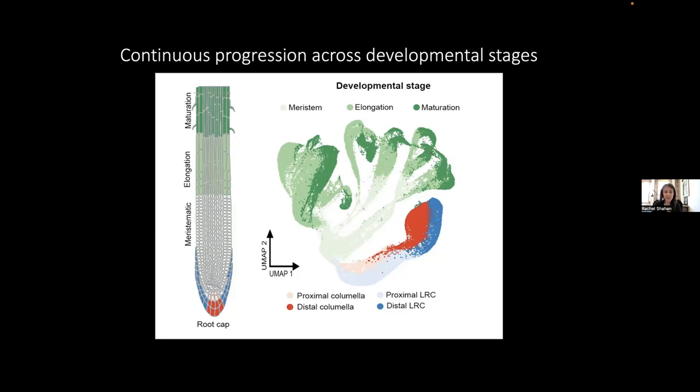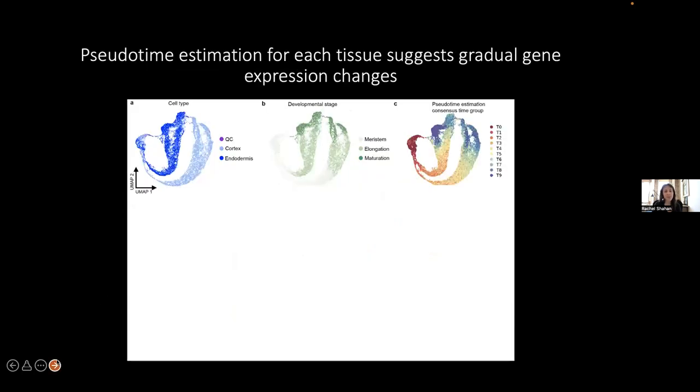With this data, one of the first questions we asked was: are there genes, are there markers that are expressed in specific cell types, but also in specific developmental stages? To cut to the chase, the short answer is no, there is not. It doesn't seem like there are markers like that for most cell types, suggesting to us that for each cell type, the transcriptional changes underlying its maturation are much more gradual. To investigate those gradual changes, we applied pseudotime estimation in order to order the cells from youngest to oldest based on their transcriptional profiles.